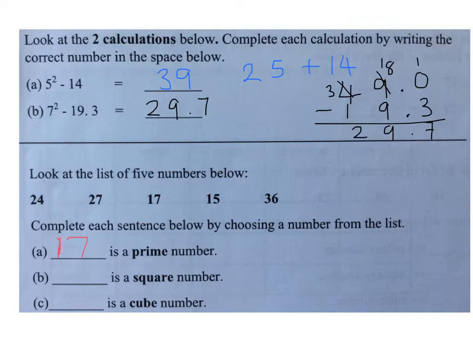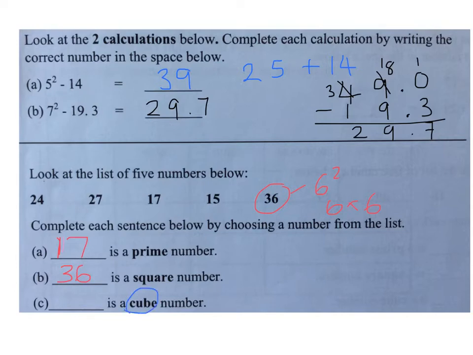Which of the numbers is a square number? Remember, a square number is made by multiplying a number by itself. Our only square number is 36 because it's 6 squared. 6 times 6.